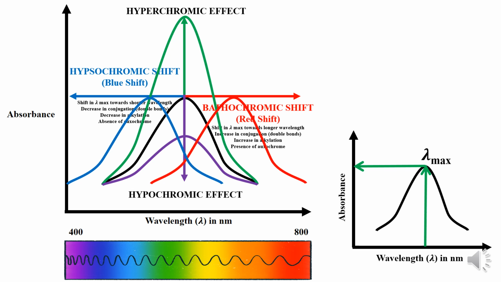While in case of bathochromic shift and hypsochromic shift, you can see that there is shift in lambda max either towards the longer wavelength or towards the shorter wavelength. So in case of hyperchromic and hypochromic effect, the lambda max remains one and the same, while in case of hypsochromic shift and bathochromic shift, the lambda max value changes. And how and why the lambda max value changes in case of bathochromic and hypsochromic shift, that will be discussed in detail later on in the video.